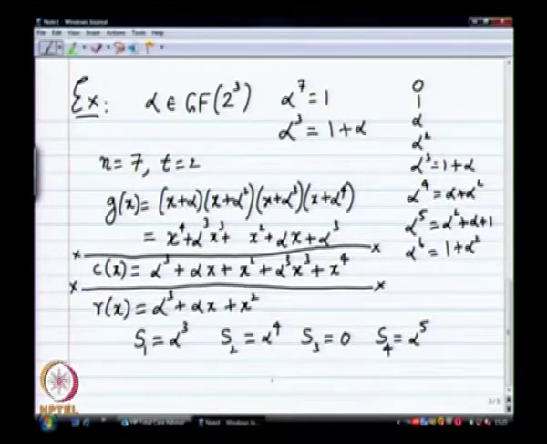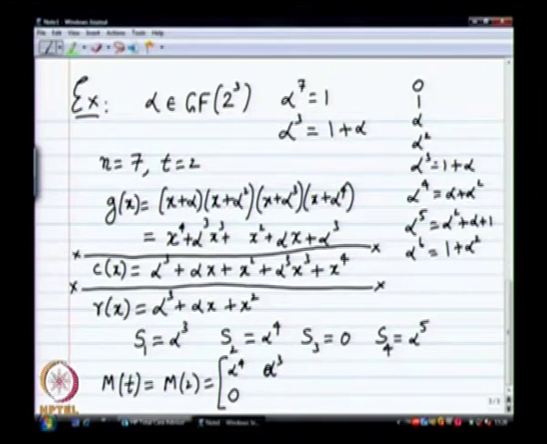Okay. So, the next step is what? You have to make that matrix and find out if it is singular or not. I know for t equals 2 it is going to be singular already, but anyway let us pretend that we do not know it. We start with m of t, which is m of 2, right. That would be, what do I put here? S2, S1, oh S1 is alpha power 3, I am sorry, and then S3, S2.